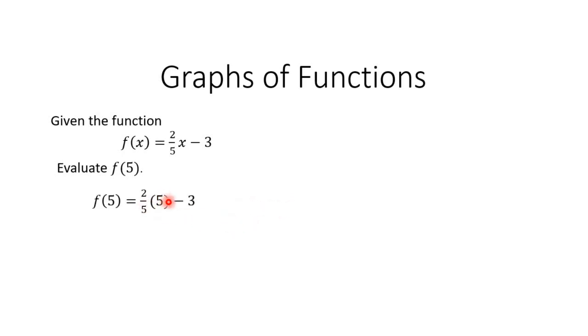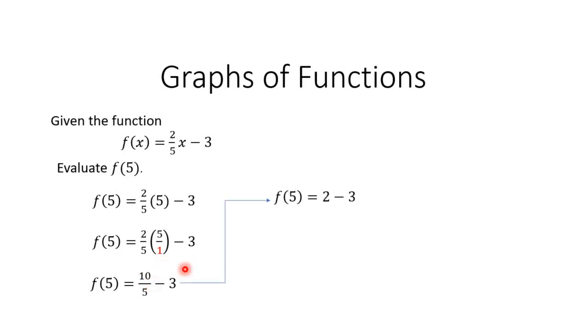When you plug 5 in for x, you have to multiply 2/5 by 5 over 1. And then 2 times 5 gives you 10 over 5 times 1 is 5. So that's 10 over 5. And 10 divided by 5 is 2. So f of 5 is equal to 2 minus 3. And 2 minus 3 is -1. So I have that the f of 5 is -1. That's the ordered pair (5, -1).